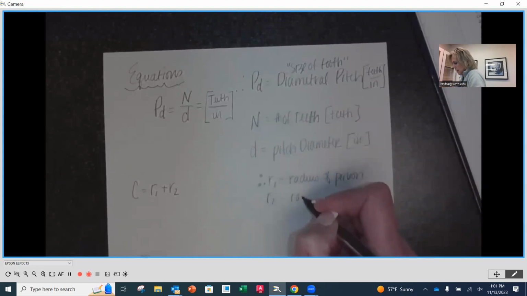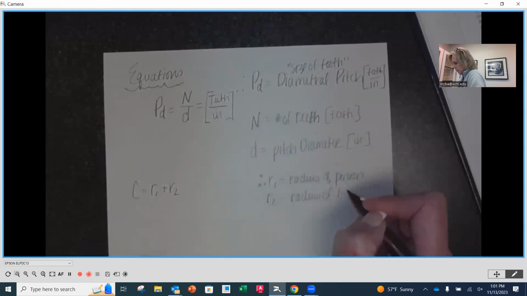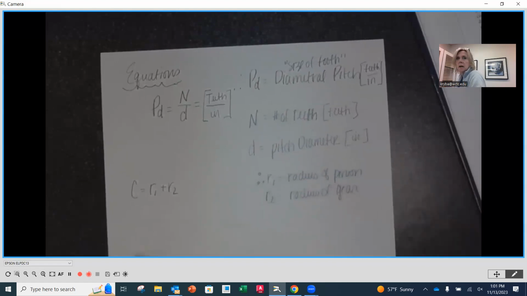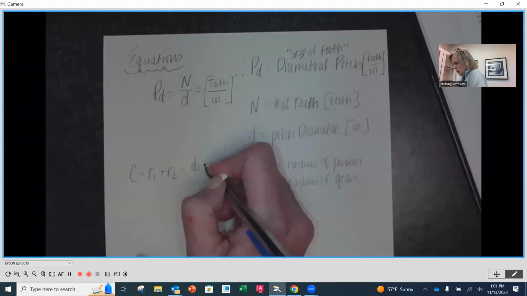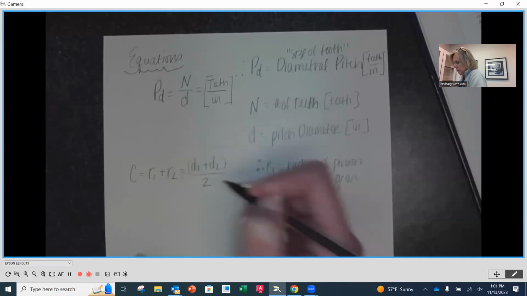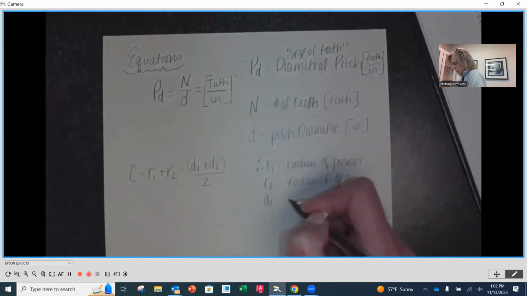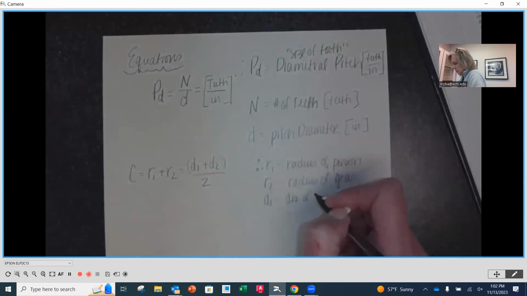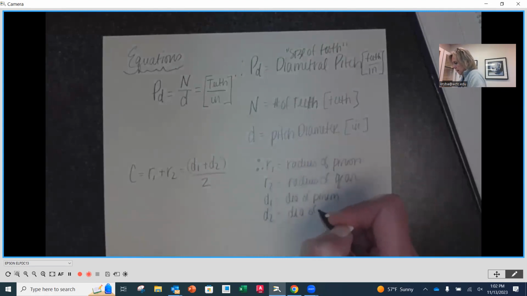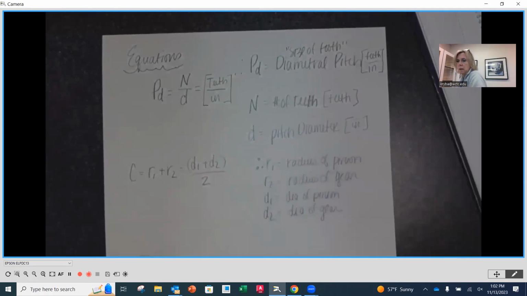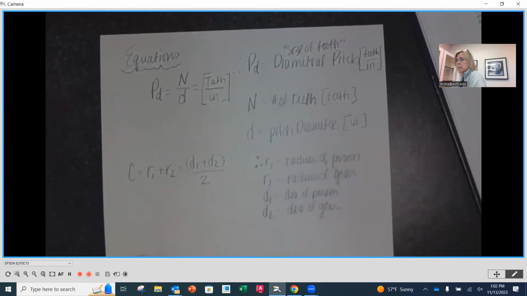R2 is going to be the radius of the gear, which is going to be the larger of the two in mesh. We can also say that's equal to D1 plus D2 divided by 2. D1 is going to be the diameter of the pinion. D2 is going to be the diameter of the gear. Again, pinion is the smaller, gear is the larger. Pinion will have fewer teeth, will be going at a higher speed, and the gear will have more teeth, larger, going at a lower speed.